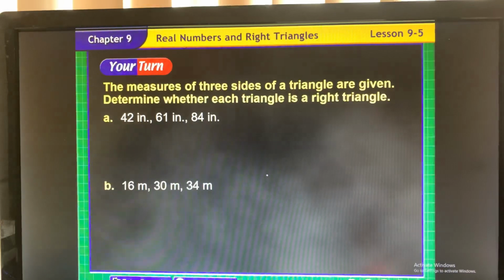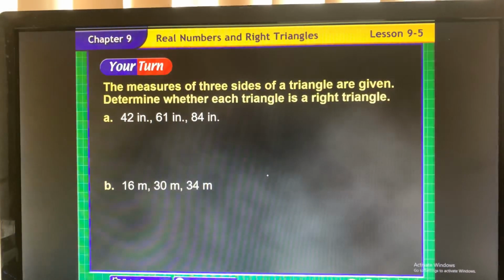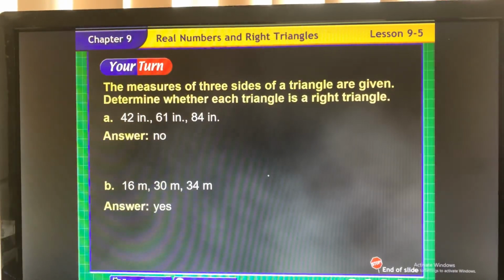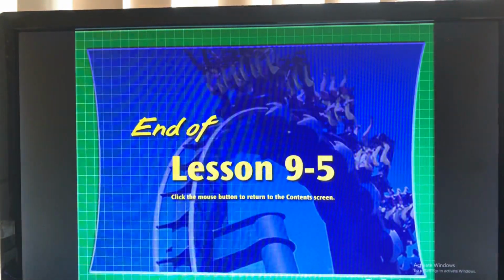You can try it out on these two examples. You could pause it right here. There you go. That's the end of 9.5.